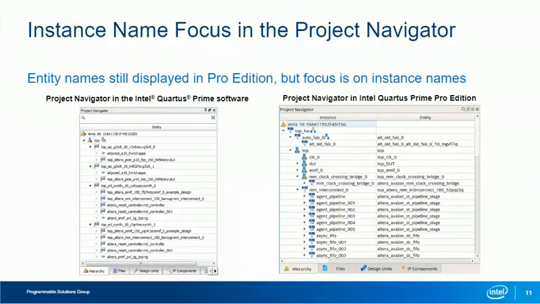Tools in the Intel Quartus Prime Pro Edition software are now tailored around just the instance name. On the left is the Project Navigator from the Quartus II Subscription Edition software. The project hierarchy lists every instantiated entity and the instance name selected for that entity. On the right, in the Quartus Prime Pro Edition, only instance names make up the main hierarchy display of the project. The entities are still listed, but in a separate column.